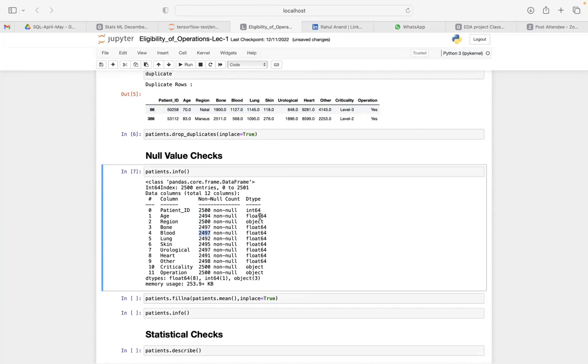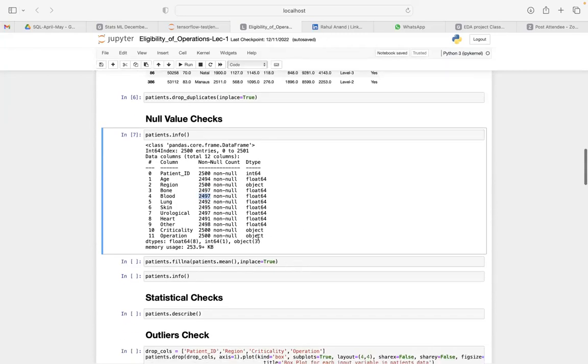Obviously, you can check the data type as well. So I would say get a feel of data type. Patient ID, integers, fine. Age, float 64. I mean, you can live with that. It's fine. If you want to change it to integer, you can change it. Region, again, object should be fine because we want it as string data. Again, bone, blood, lung, these all are float 64 and should be float 64. Criticality is object, which is fine, and operation, like yes or no, is object and should be fine.